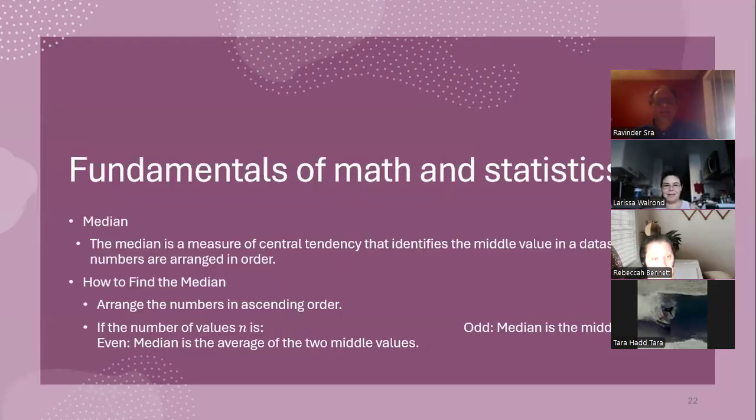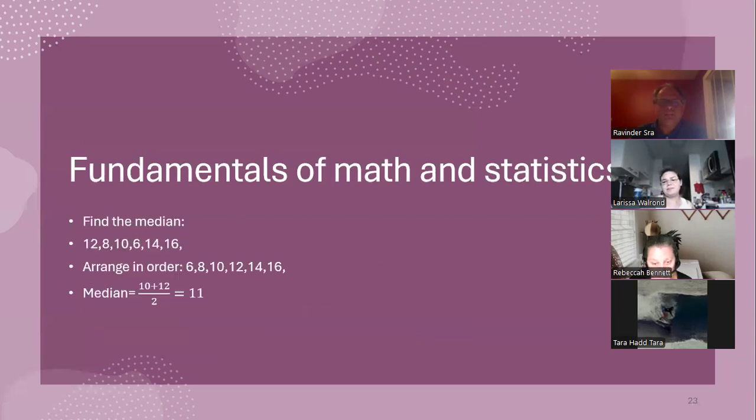Next is the median. Median means the mid value. How can we find the mid value? First, arrange your data either in ascending order or descending order. And then count how many numbers you have, odd or even. There are two different rules for odd and even. I give you an example here.